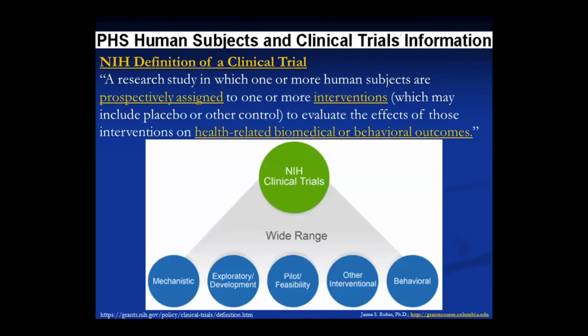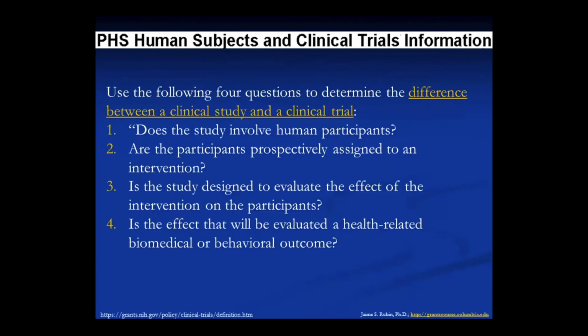Just to go through the human subjects and clinical trials information. Make sure that you understand whether your research involves human subjects or not. The formal definition of research with human subjects. NIH has a formal definition of a clinical trial, and there's a wide range of clinical research that would meet NIH's definition of a clinical trial. There are 4 questions that investigators should ask themselves in terms of what they're proposing, and then whether it would meet the definition of an NIH clinical trial.